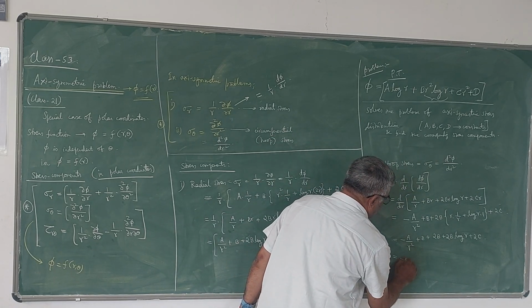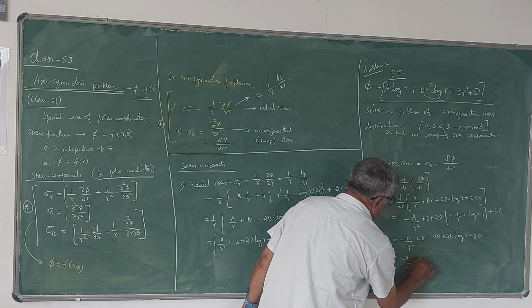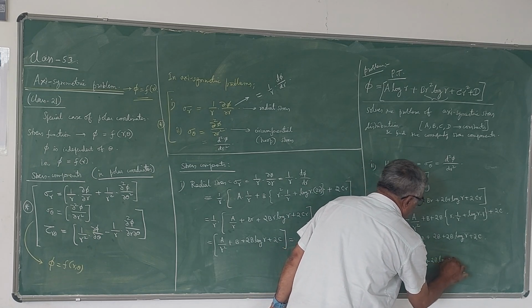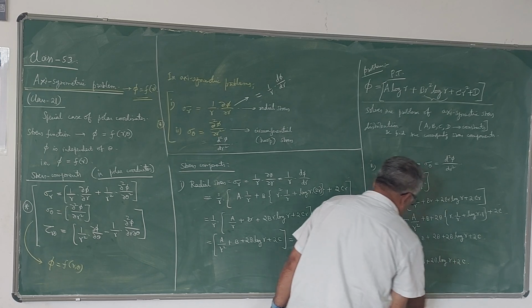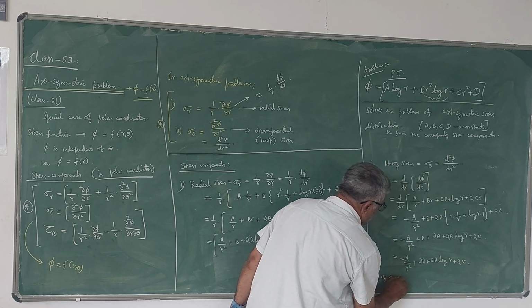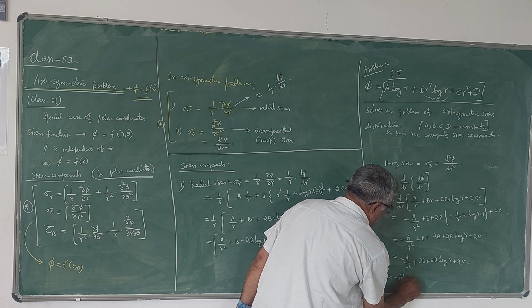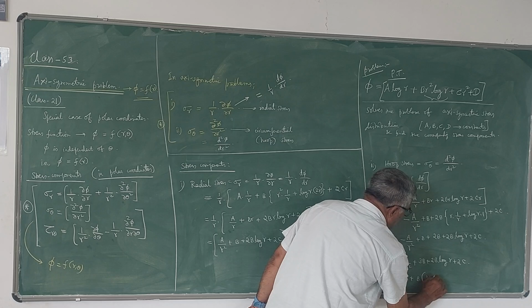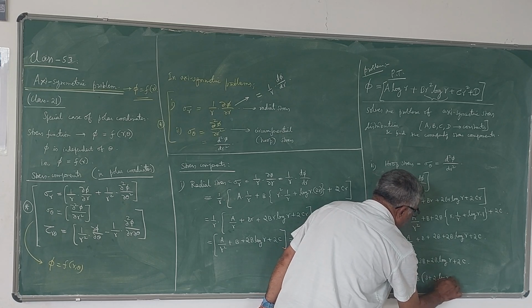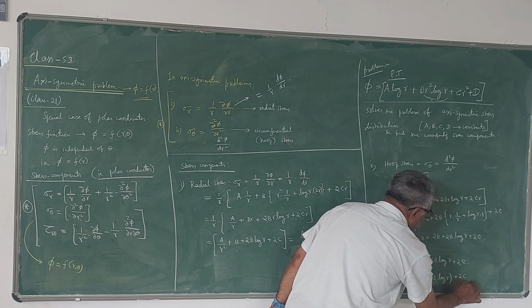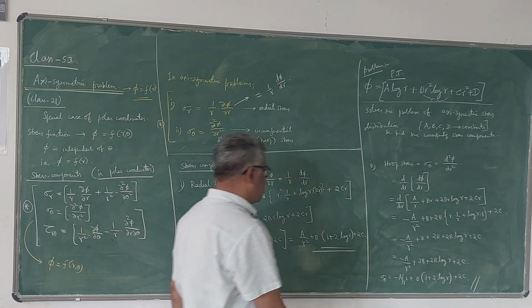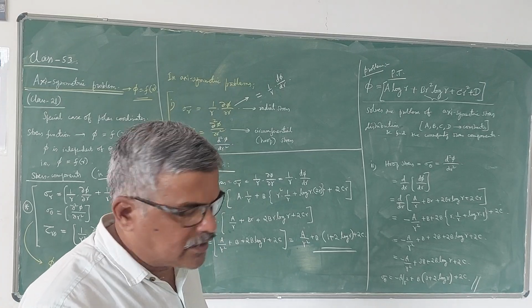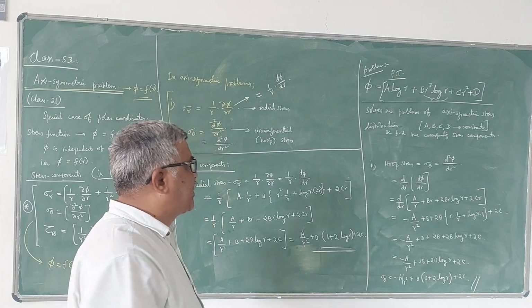In other words, it is minus a by r square plus 3b plus 2b log r plus 2c. Or you can write sigma theta as minus a by r square plus b into 3 plus 2 log r, b I have taken in common, plus 2c. So that is the circumferential or hoop stress component.